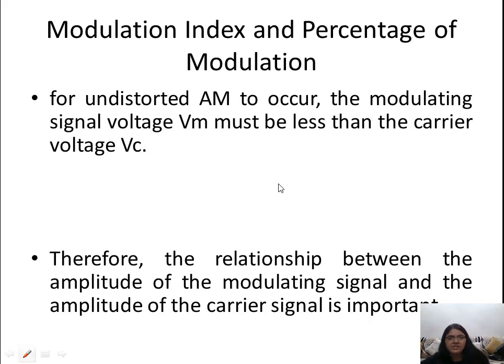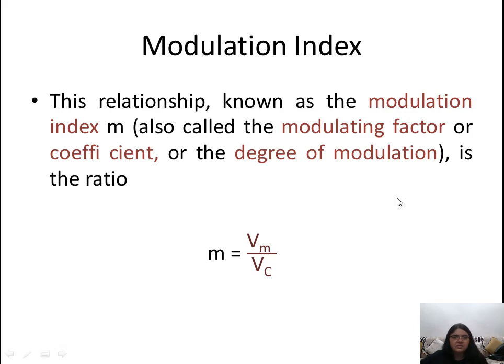This relationship between the amplitude of the modulating signal and the carrier signal is the small m. An example based on this can be asked in the examination. So it is the modulating factor or the modulation coefficient, degree of modulation, or the modulation index. From the modulation index we can draw three cases, and it can also be asked in the examination: draw and explain the waveform for m greater than 1, m less than 1 and m equal to 1.